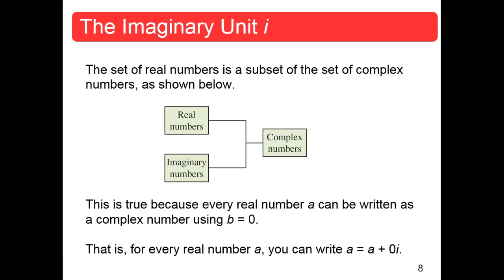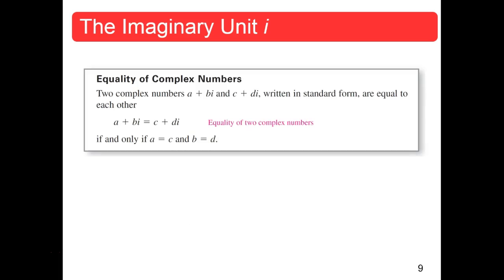Who wants to write that? Just write it as a. Okay. So, what do we mean by two complex numbers being equal? These are characteristics of number sets. Two complex numbers, a plus bi and c plus di, when they're written in standard form, are equal to each other if and only if a is equal to c and b is equal to d. The only way they can be equal to each other.